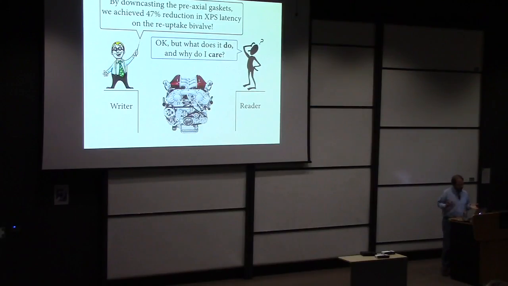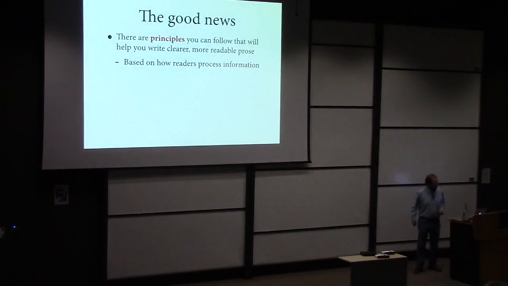Okay, so this is the key thing you have to think about: where you are when you're writing a paper, you're in a totally different place from where the reader is, and you have to somehow manage to bridge that gap. The good news is there are principles that you can follow that will help you write clearer and more readable prose and bridge that gap between the writer and the reader. And it's based on understanding how readers process information.